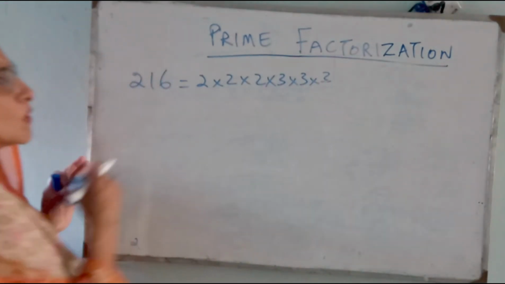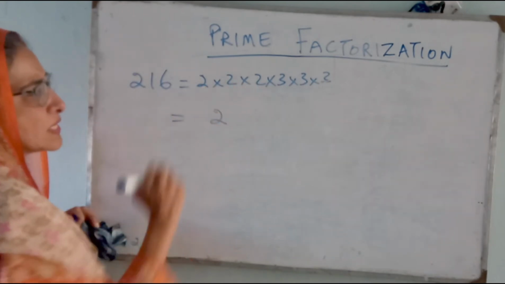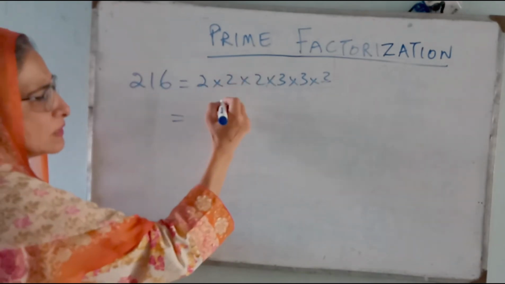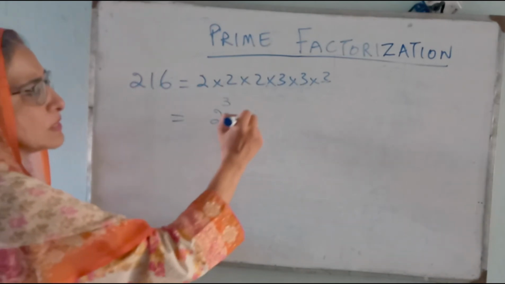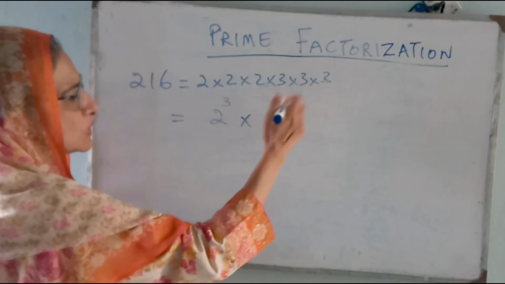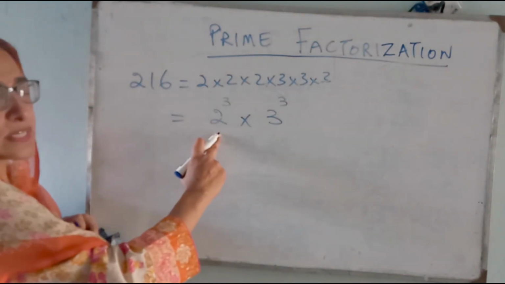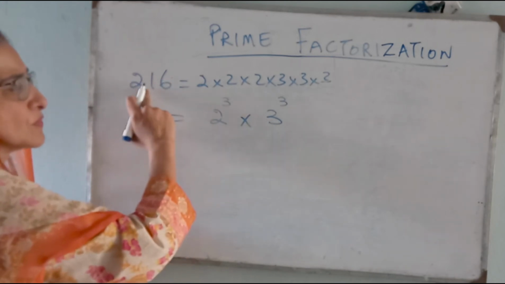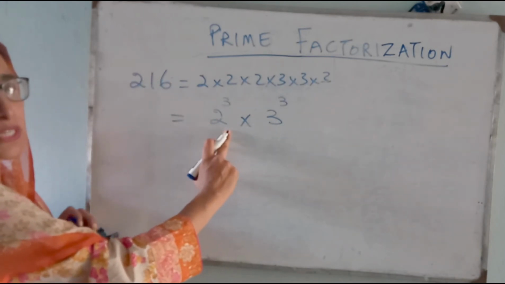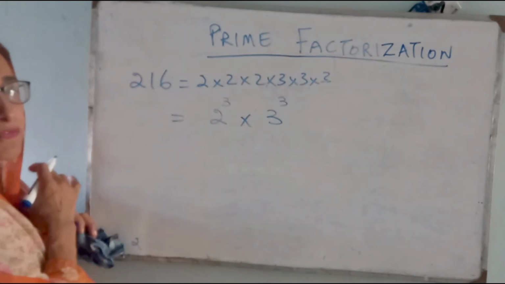Writing this in the form of index notation, the same base is written once. 2 is coming 1, 2, 3 times, so my power will be 3. This 3 is also coming 3 times, 1, 2, 3, so my power will be 3. So this is the index notation. The representation of 216 in index notation will be this, where this 3 is the power for this number.